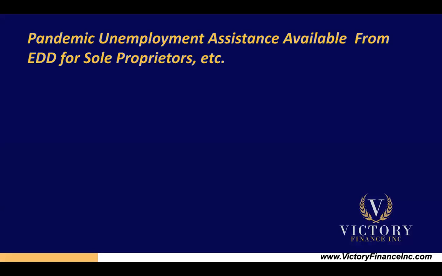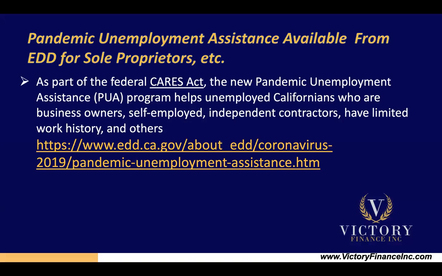And now the Pandemic Employment Assistance, which I mentioned at the beginning. Because of that, there were some challenges. First of all, the PUA now lets self-employed business owners, sole proprietors, and independent contractors apply. Before it was only for W-2 earners. So now you can apply and you can be eligible.